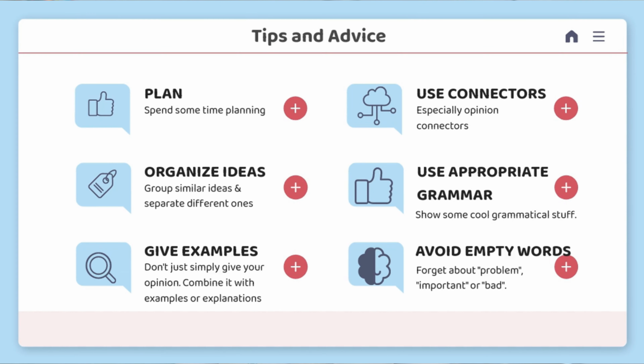Everything is much better understood if we use connectors. The reading of the text is much easier, and it's less hard to understand the general idea if all the ideas are well connected with linkers and connectors. And of course, we cannot forget to use appropriate grammar and grammatical structures according to our level.